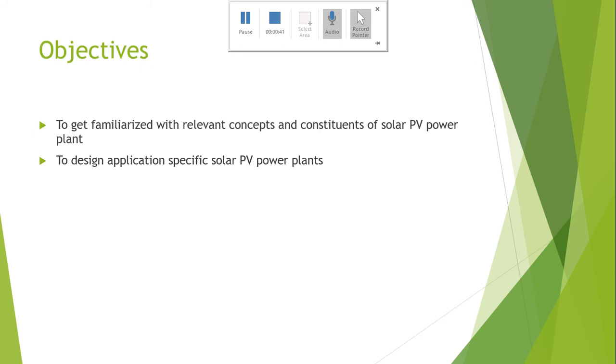So after this lecture, you will be able to familiarize yourself with the relevant concepts and constituents of a solar photovoltaic power plant, and be able to design an application specific solar photovoltaic power plant. So I was discussing the four major components. First of all, let me discuss the panels.